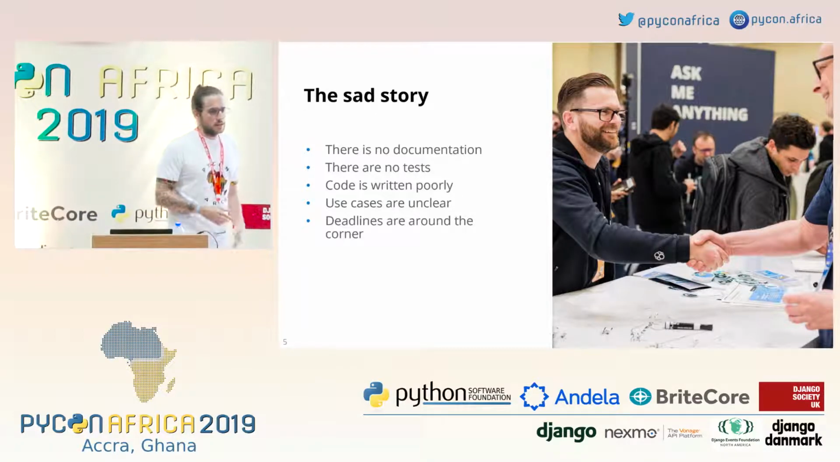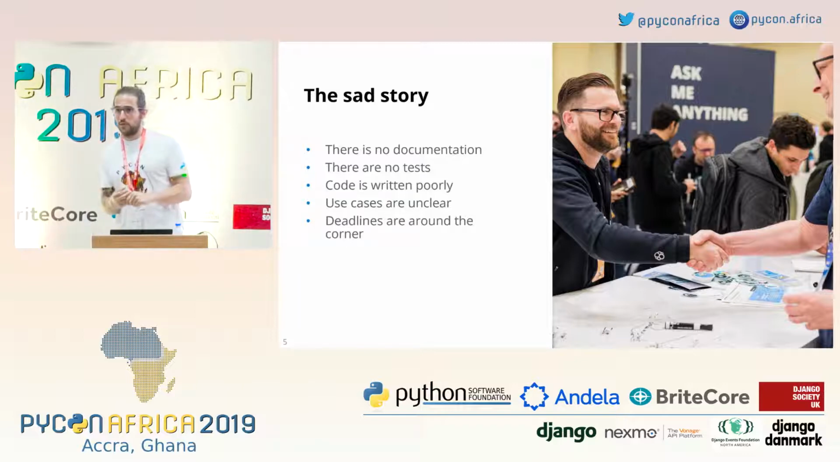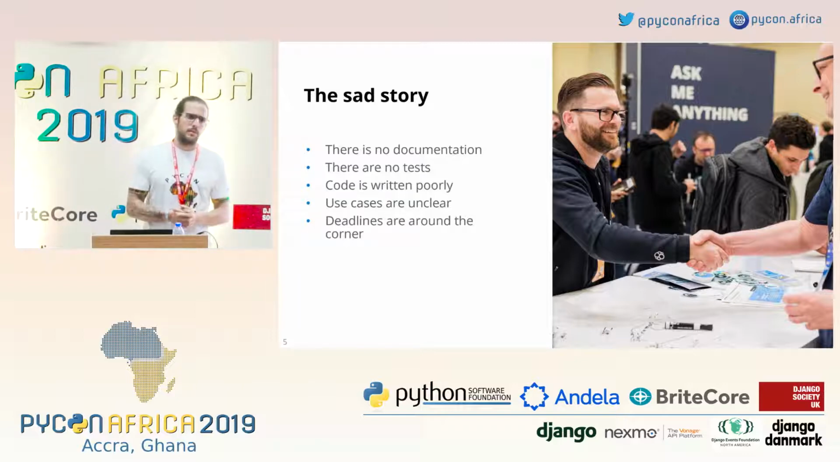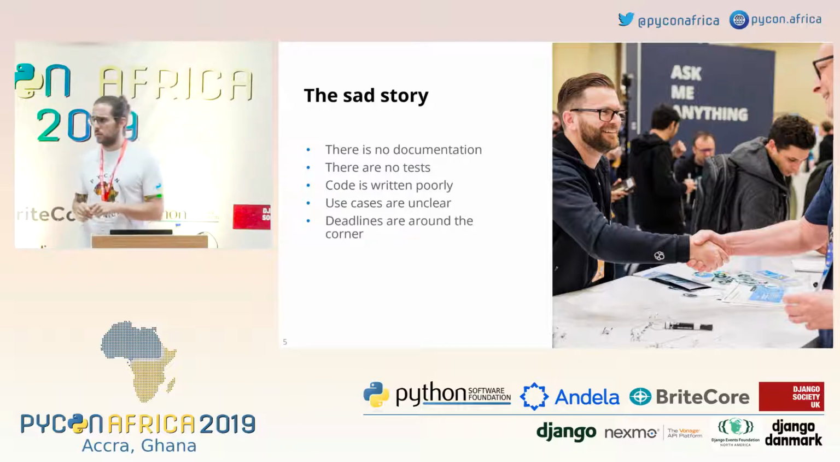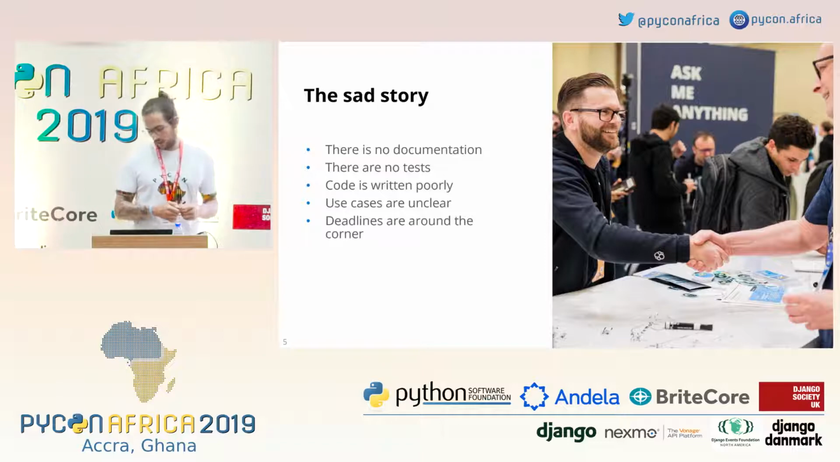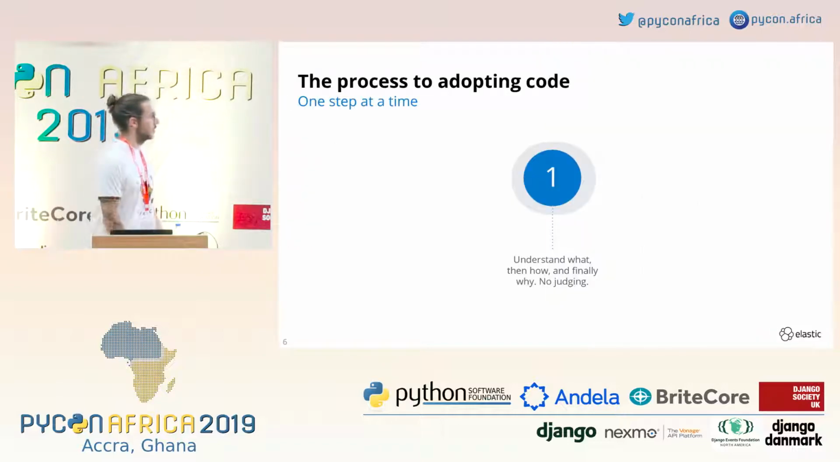And then you go to this place and you adopt this code, but then you also have deadlines. And the deadlines are all around the corner. So you are adopting this piece of software, you have no idea what it does, there's no documentation, no tests, but someone is asking you to get it done in a week because everything has to go out and then it has to go to production and make millions and millions for a company.